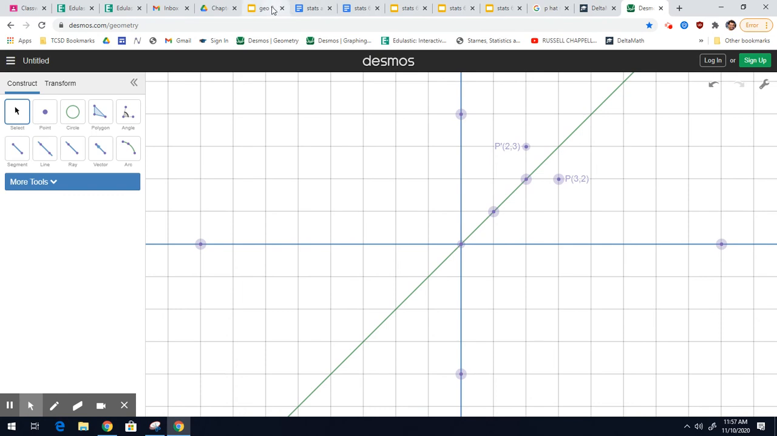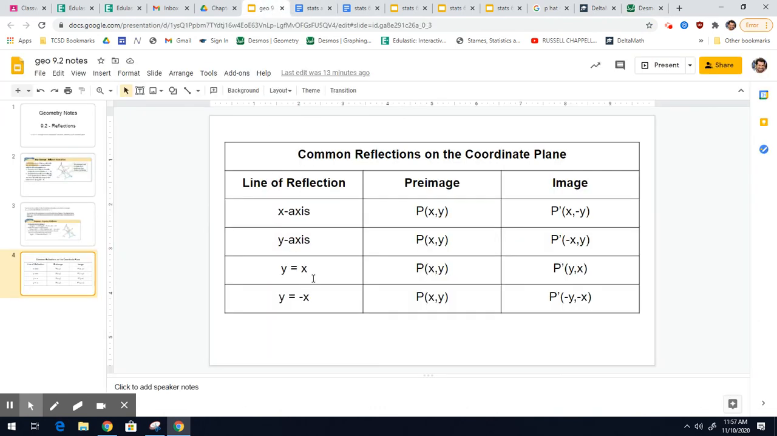And that's exactly what our notes say. When you reflect across y equals x, the x and y switch. The x becomes the y, the y becomes the x. That's exactly what this line says. Y equals x. Y becomes x, x becomes y. All right, last one, y equals negative x.